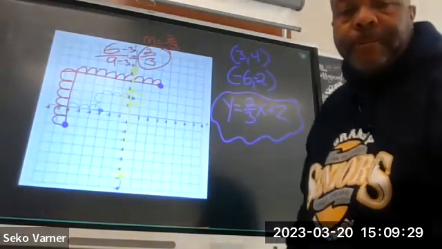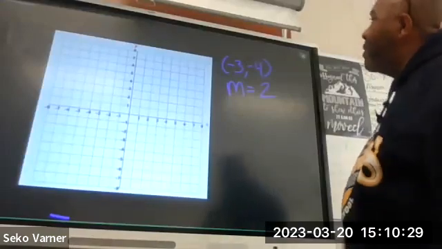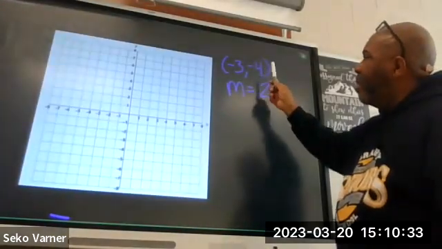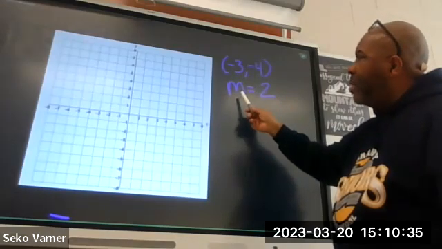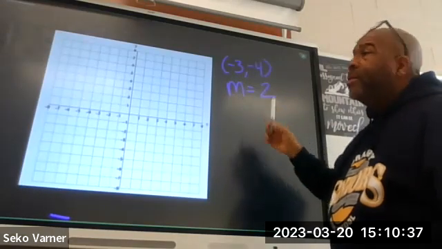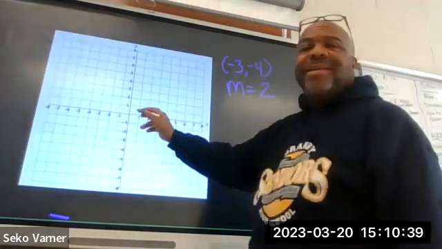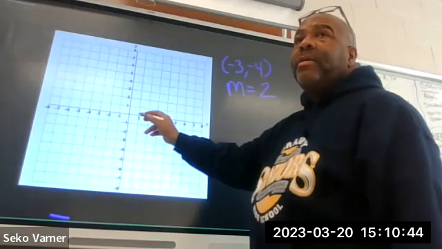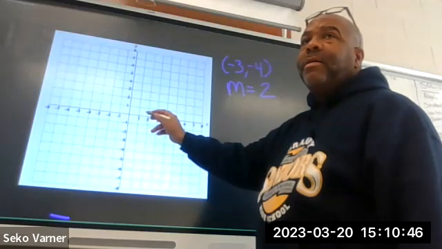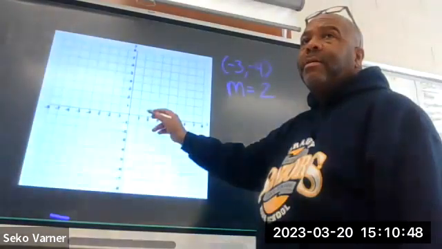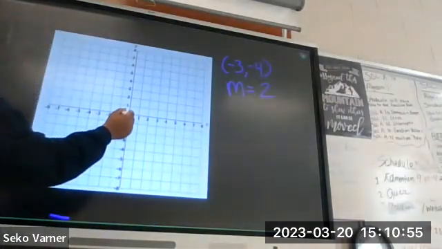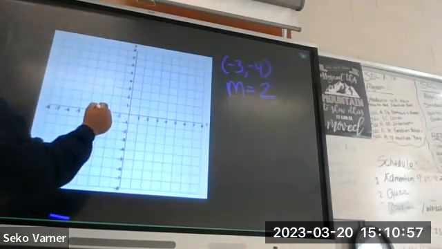Okay, cool. Okay, so our coordinate is -3, -4. Our m is our slope, and that's 2. So I'm going to go to my point of origin, right? How many am I going to go to the left? 3. Okay, so I'm going -3. So from my point of origin, I go 1, 2, 3.